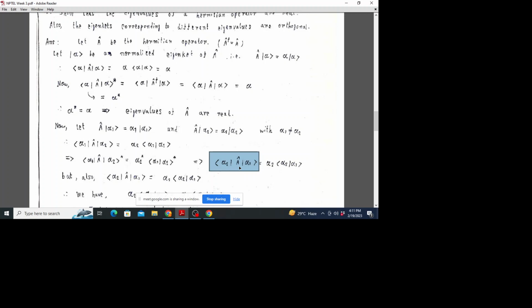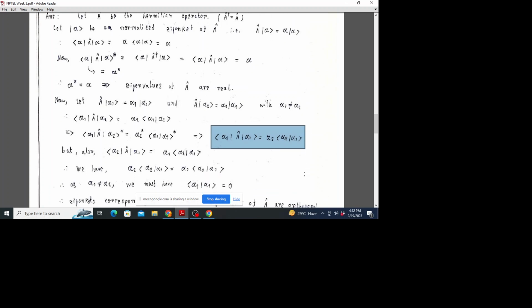On the right-hand side, we have just shown that alpha 2, the eigenvalue of A, must be real. That means alpha 2 star will be alpha 2. We also know the complex conjugation relation of inner products: <alpha 1|alpha 2> complex conjugated is equal to <alpha 2|alpha 1>, so the bra and ket are interchanged. So this is one of our relations.